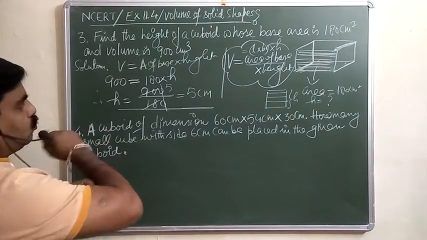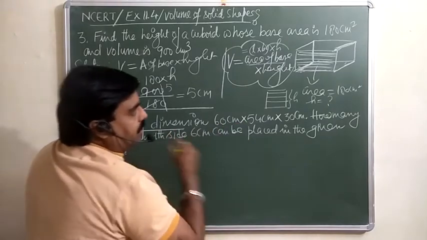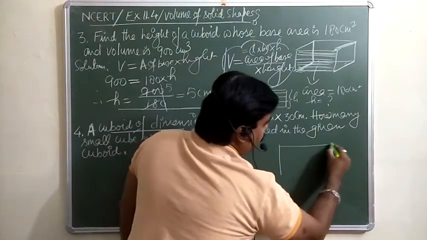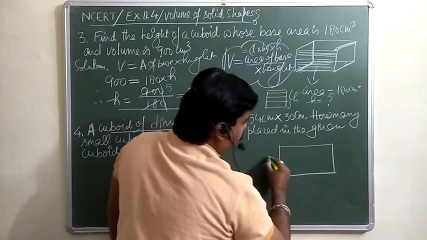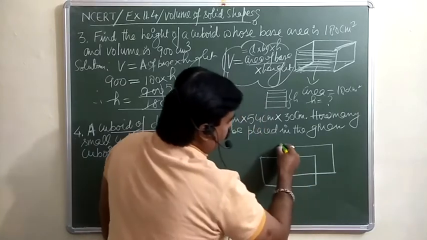Now similarly you can take question number 4. Question number 4 is: there is a cuboid whose dimensions are given. Just say this is your cuboid, with this length, breadth and height.